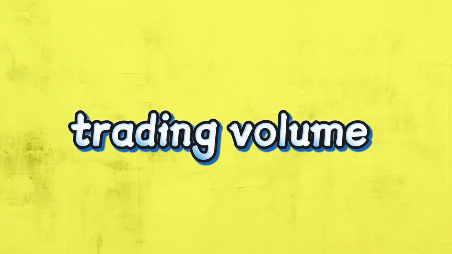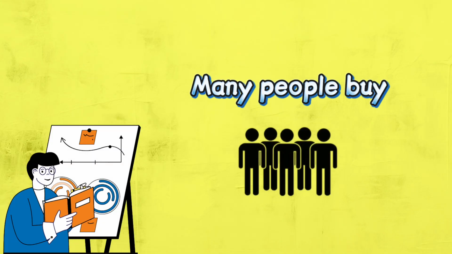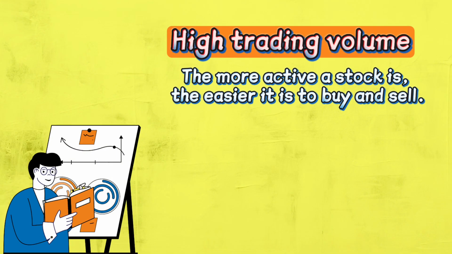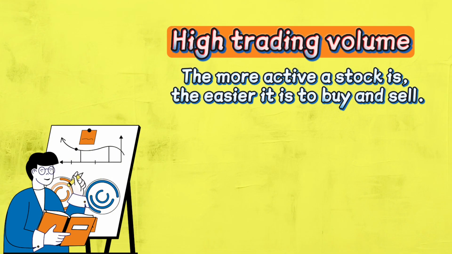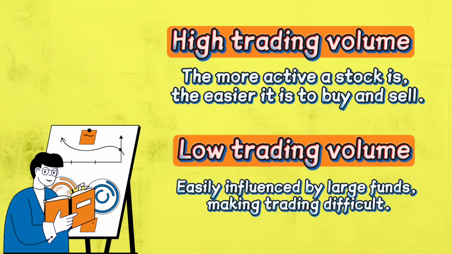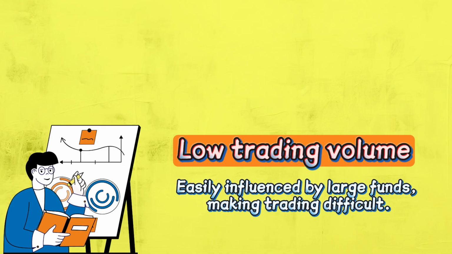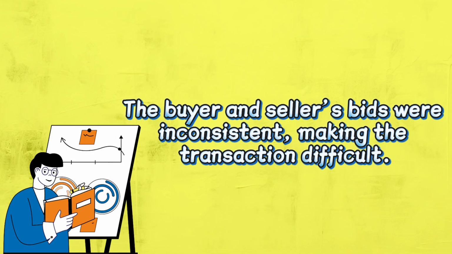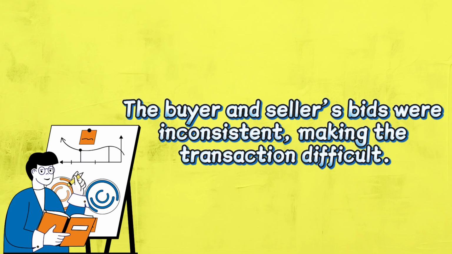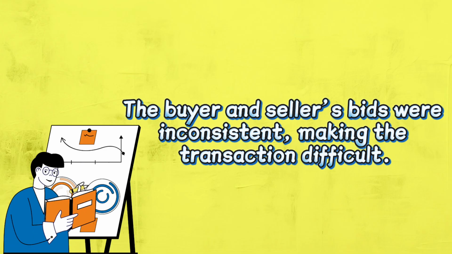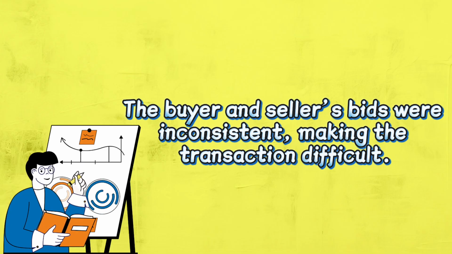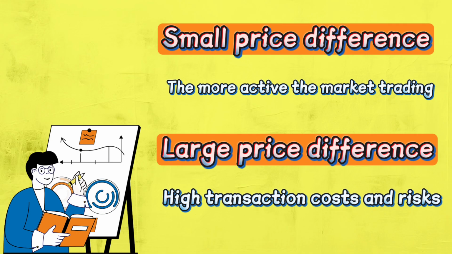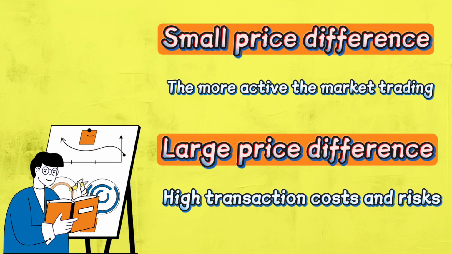2. Trading volume. Trading volume shows how much a stock is being bought and sold today. High volume means the stock is active and easier to trade. Low volume means price moves can be influenced dramatically by a single large order. 3. Bid-ask spread. The bid price is what buyers are willing to pay. The ask price is what sellers want to receive. The difference between them is the bid-ask spread. A small spread means the market is active and trading is efficient. A large spread means higher cost and less favorable execution.